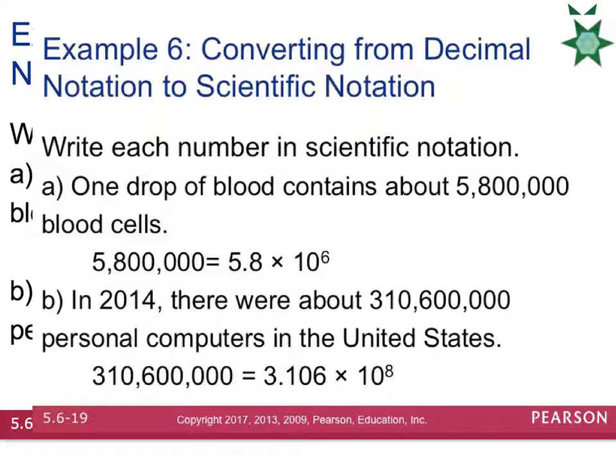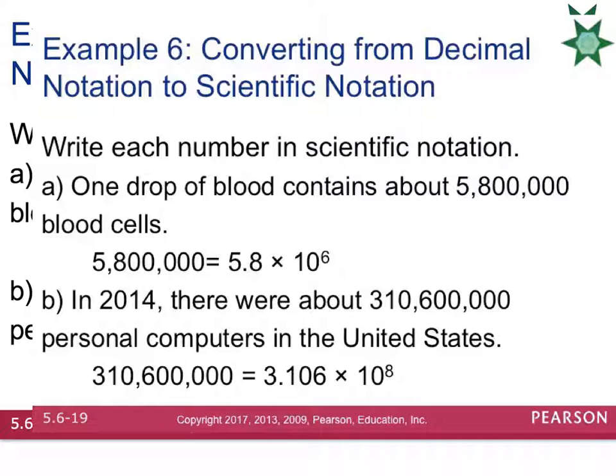Okay, so let's look at a couple examples. One drop of blood contains about 5,800,000 blood cells. That's a lot. Okay, so we write that in scientific notation. So here's our decimal, and we want to move it over here, right, just after the 5. So we move it 1, 2, 3, 4, 5, 6 places. So now we get 5.8 times 10 to the 6, okay, because it's a big number, so we use a plus 6. Okay. In 2014, there were about 310,600,000 personal computers in the United States. There's probably a lot more now.